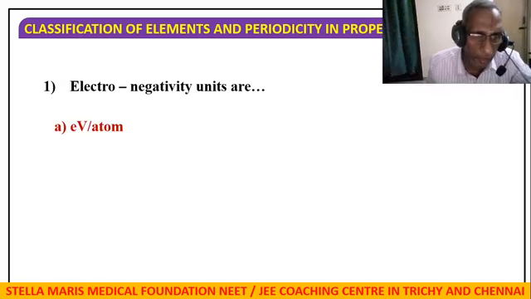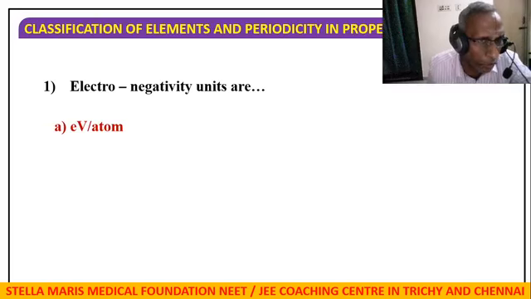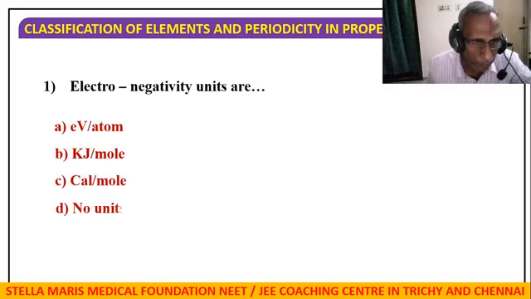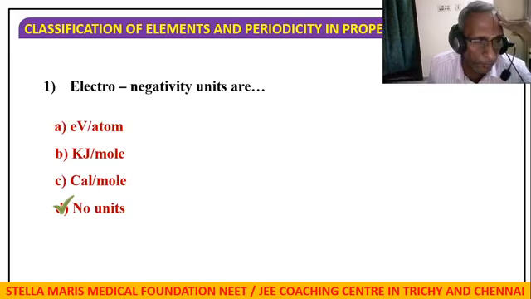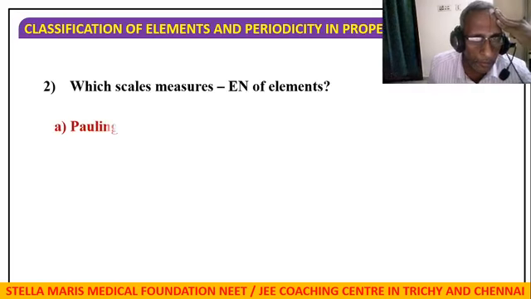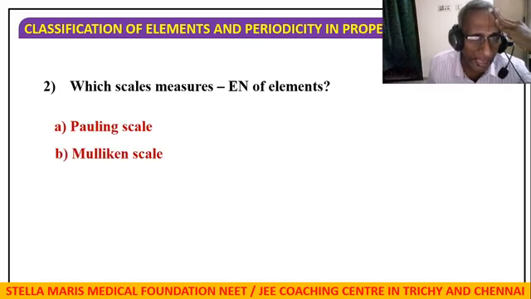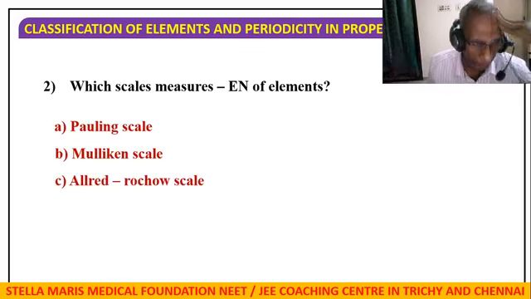Lastly, checking the concept of electronegativity, what we have understood. Electronegativity has no unit. So the fourth choice. Next question. Which scales measure electronegativity of elements? Pauling scale, Mulliken scale, all these.